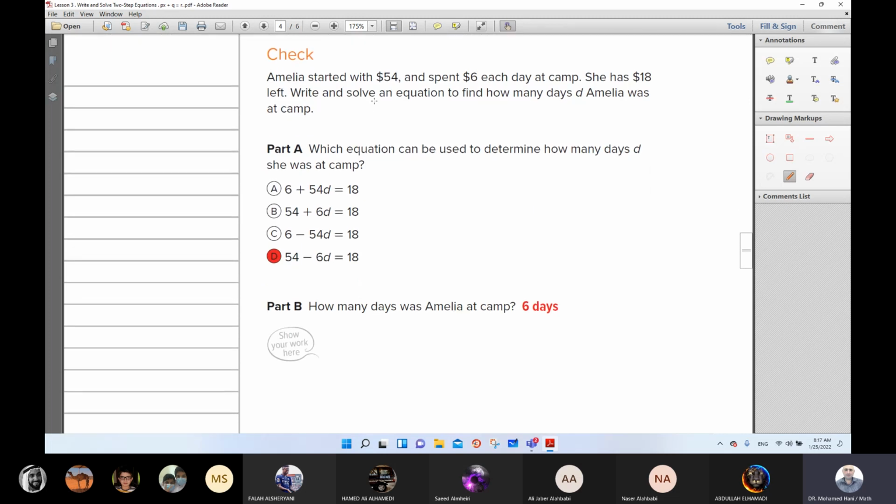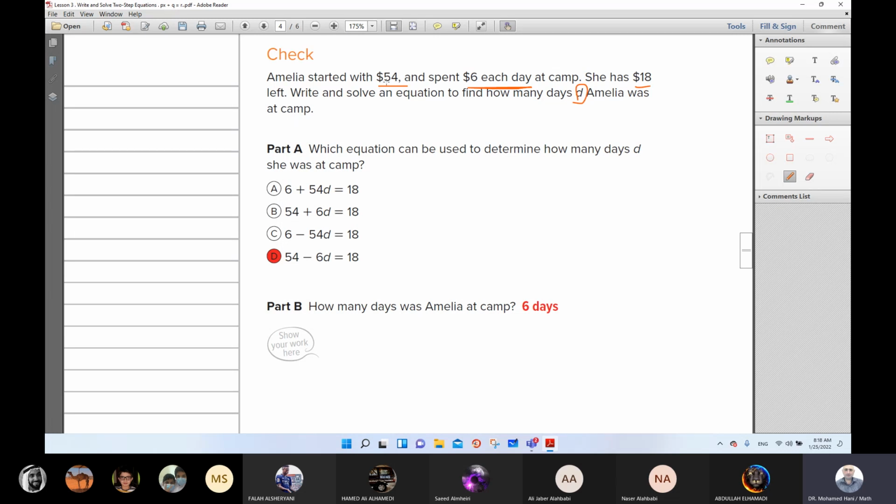In this example here, Emilia started with $54 and spent $6 each day, but we don't know the number of days. So this is a missing value here, an unknown value. So we can represent it with a variable. At the end, she has 18 left. Write and solve an equation to find how many days Emilia was at the camp.